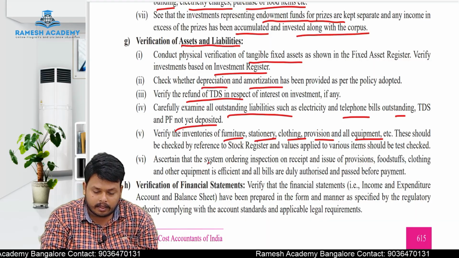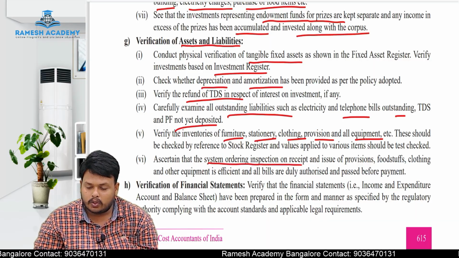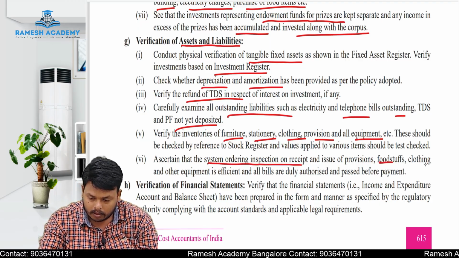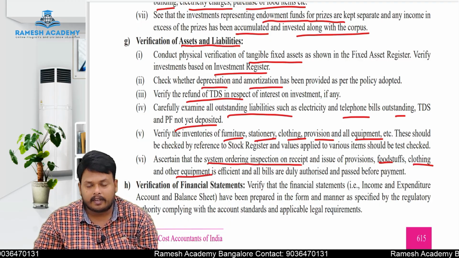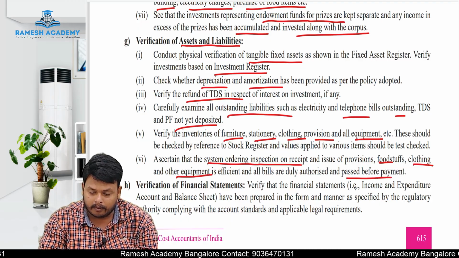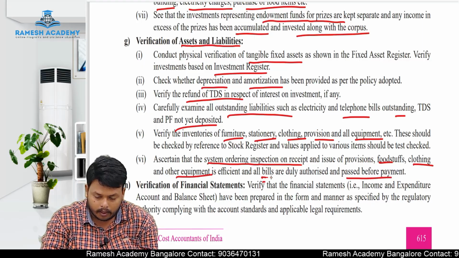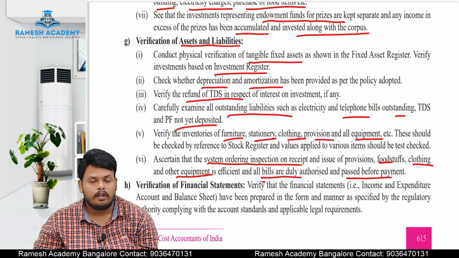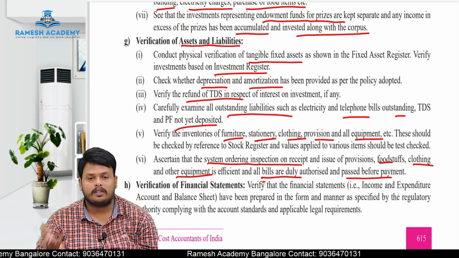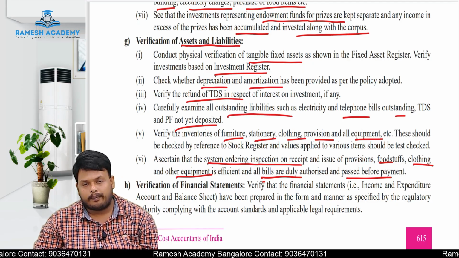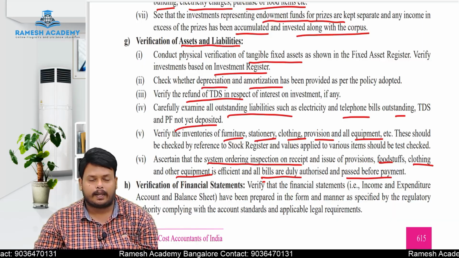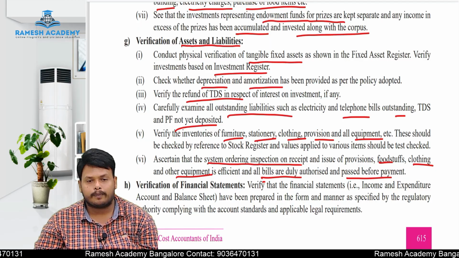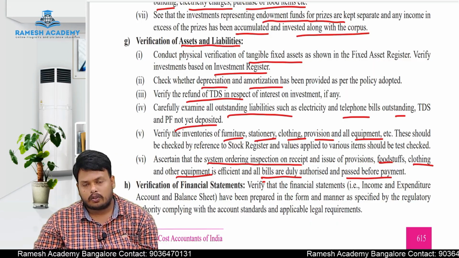Ascertain that system ordering inspection on receipt and issue of provisions, foodstuffs, clothing and other equipment is efficient and the bills are duly authorized and passed before the payment. So the auditor has to ascertain system ordering inspection on receipt. System ordering inspection on receipt means what? Food items, clothing, other small equipment, stationery, these things they will receive on regular basis. So there should be one person, whenever they are receiving these items, they should inspect. Whenever they are receiving these items, they have to inspect immediately, and after that they have to pass the payments. That is how the system should be there.